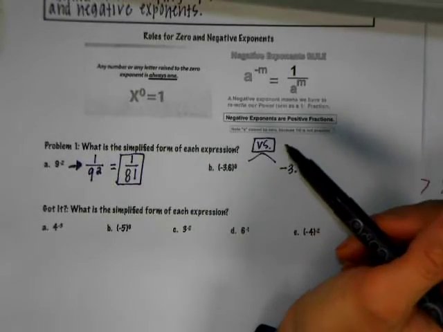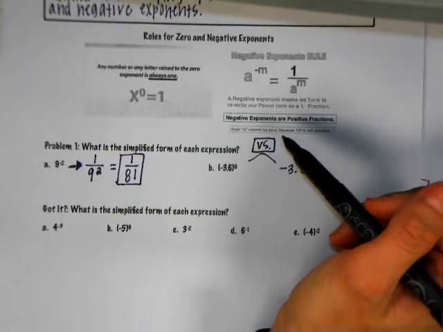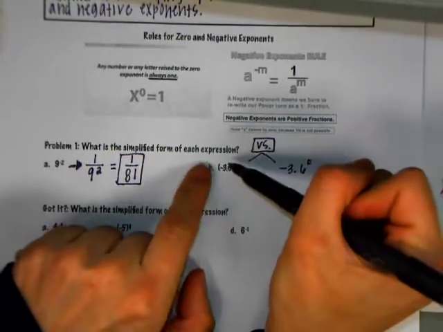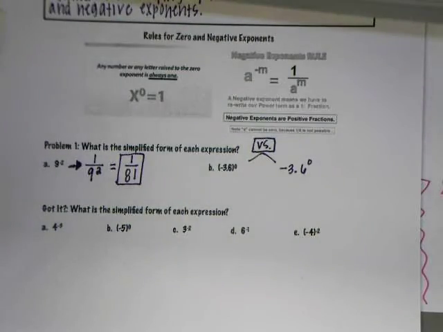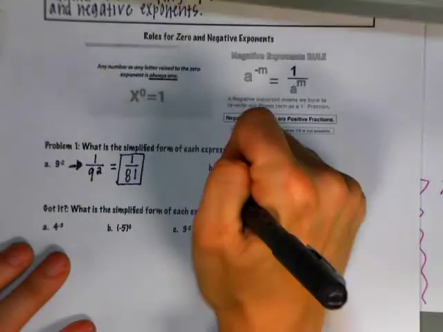So what is anything to the 0 power? 1. So in this case, that whole negative 3.6 is grouped together as a unit, so all of that's to the 0 power. So the answer to this one's going to be 1.